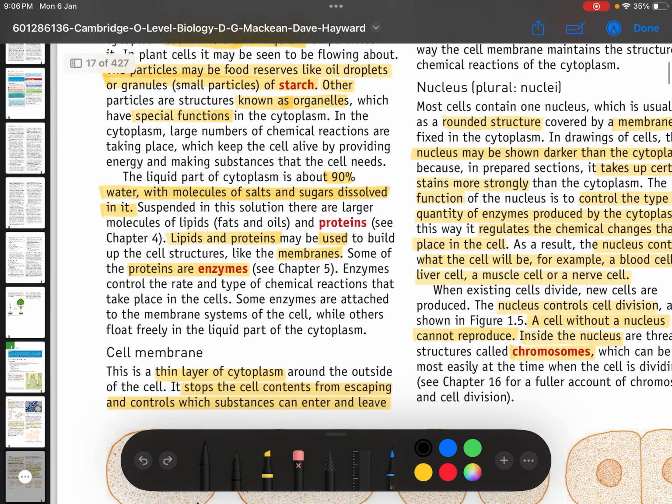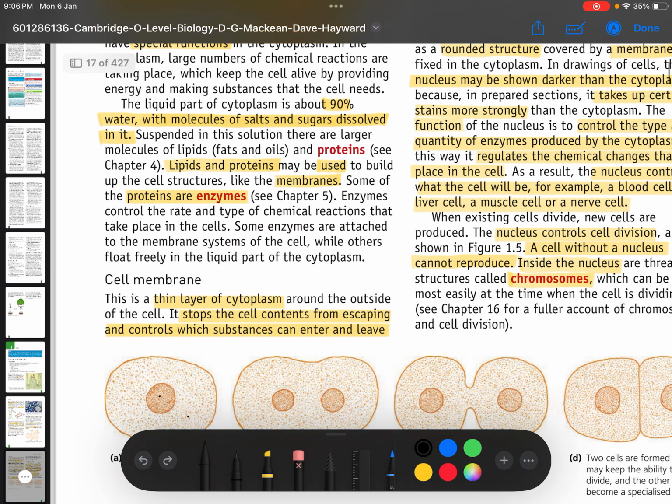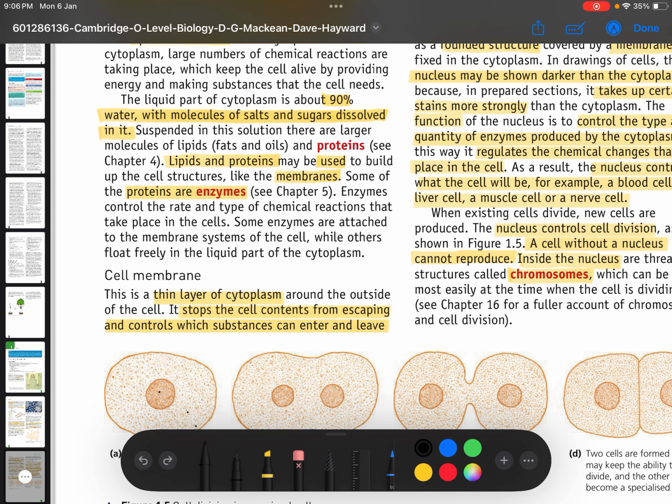And 90% of the cytoplasm is made up of salts, sugars, and water basically. Water is one of the main contents of cytoplasm, and a few minute contents such as salt and sugar are dissolved in that water, right? More things included in the cytoplasm are lipids and proteins.